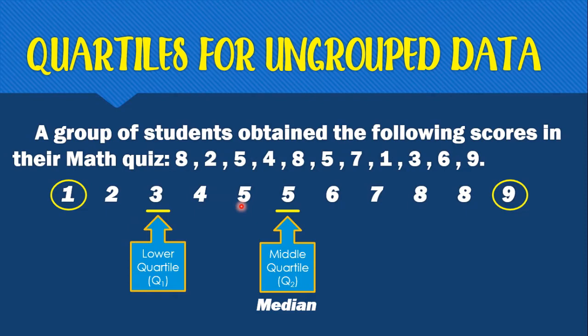And our third quartile will be the first 8. This is obtained by observing the position of 8, which is in the middle of the numbers from 6 to 9. So this is called the upper quartile or the Q sub 3.